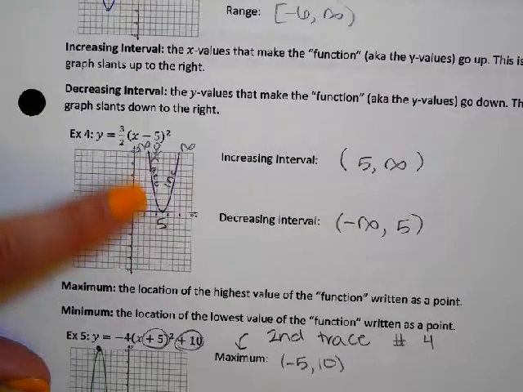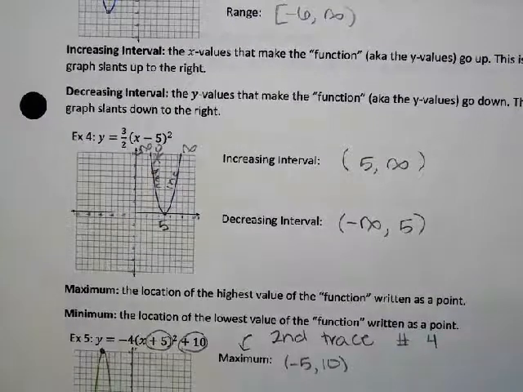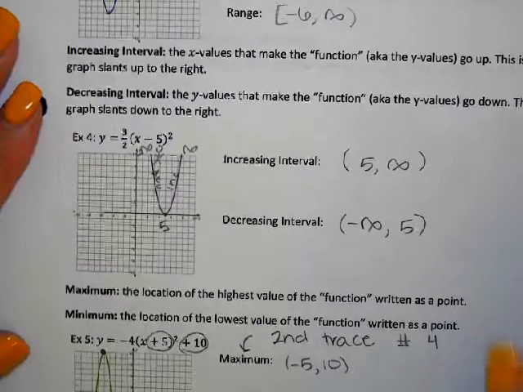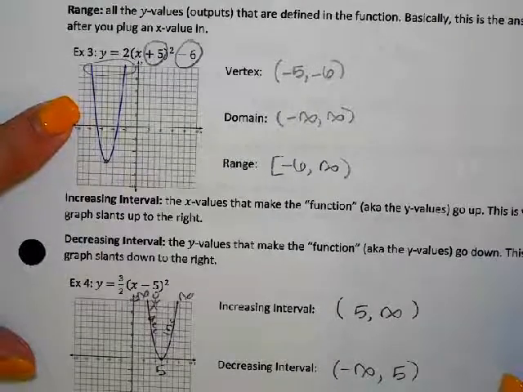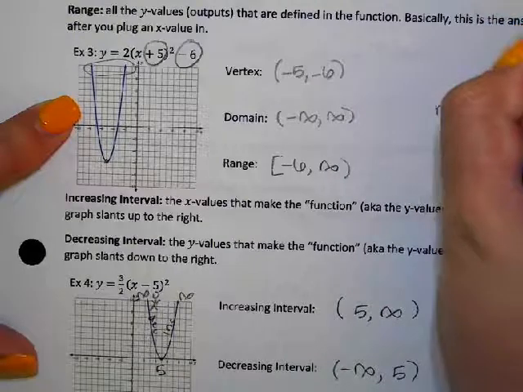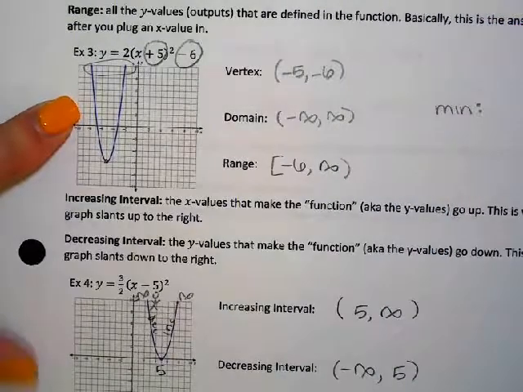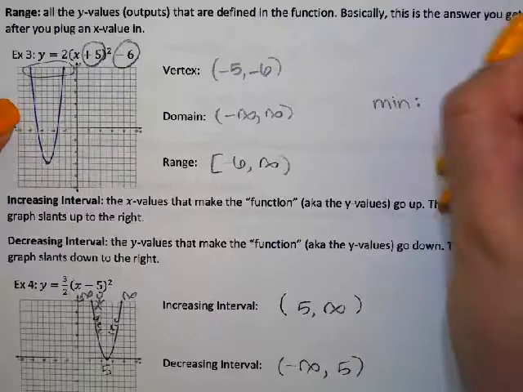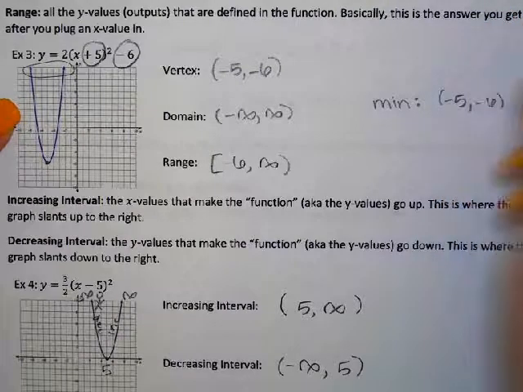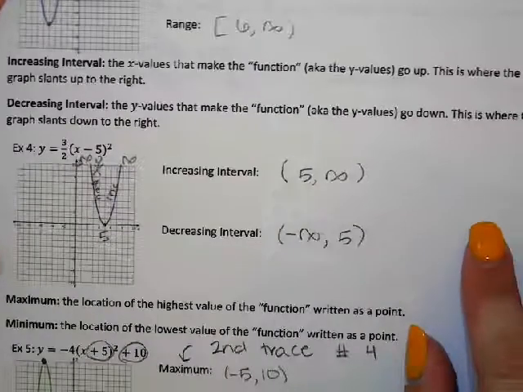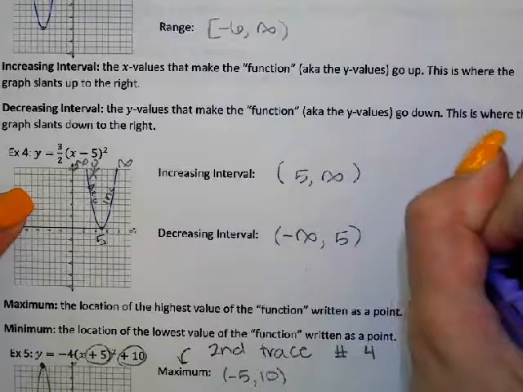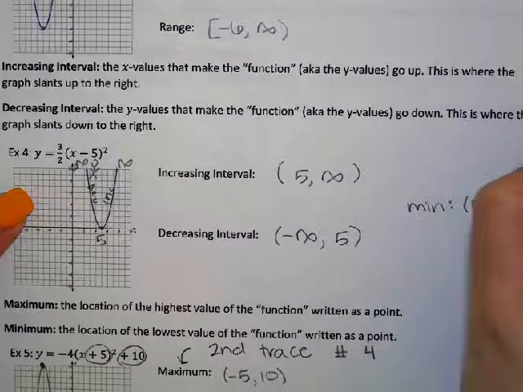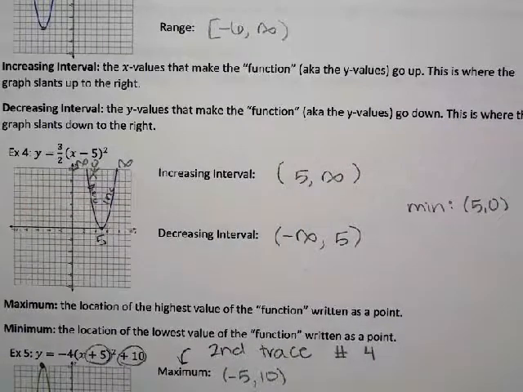Okay. Now, let's go ahead and figure out some more maximum and minimum answers, just by kind of looking at these. So with this example, does it have a maximum or a minimum? Minimum. What's the minimum? -5, -6. For example number 4, maximum or a minimum? Minimum. What is the minimum? 5, 0. Right? If somebody asked you what the maximum was, what would you say? None.